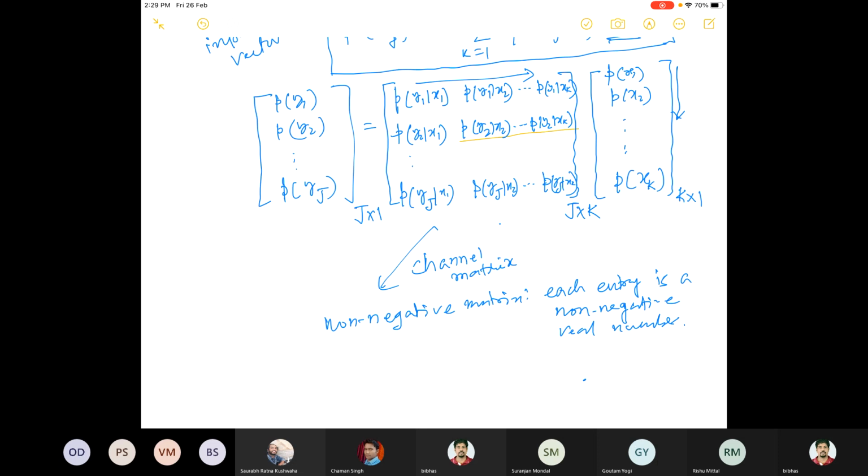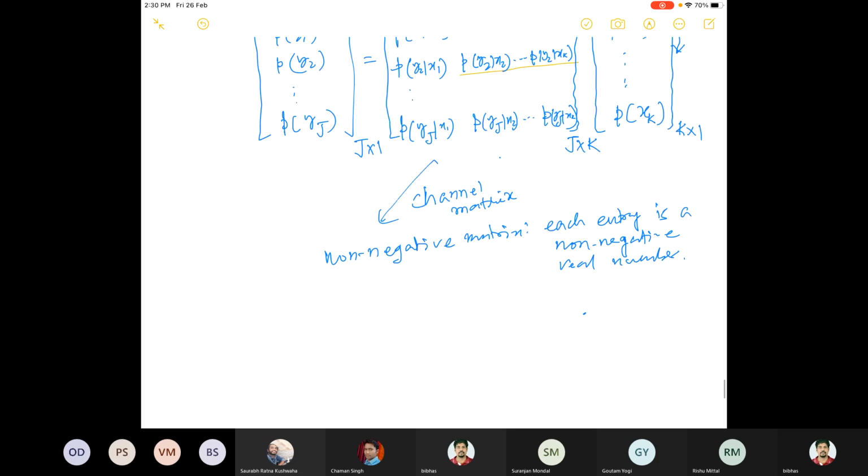So what do you say? Okay, if a column sum is 1, what is that matrix? Such a matrix has a name. You know about that? Any idea? Okay, so let us say such a matrix is called a stochastic matrix, and here it will be a column stochastic matrix.